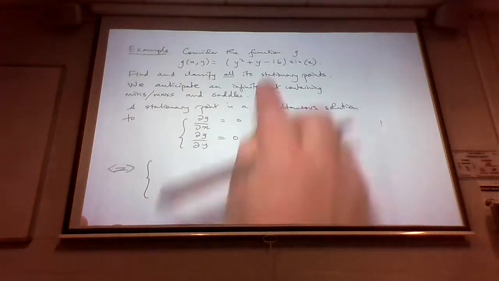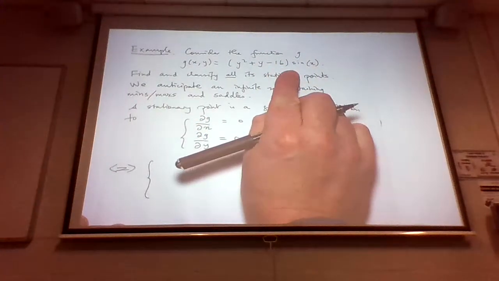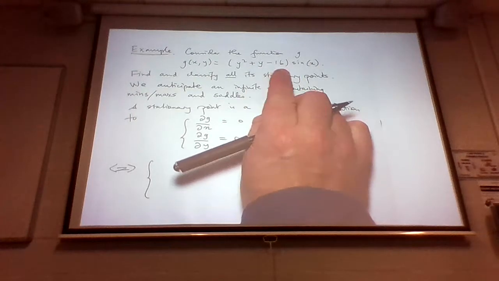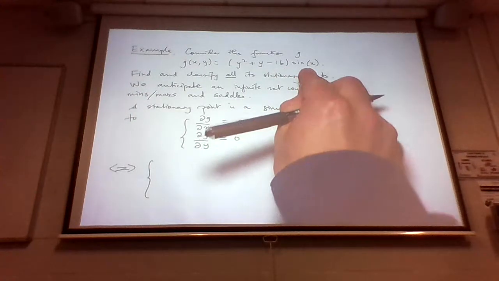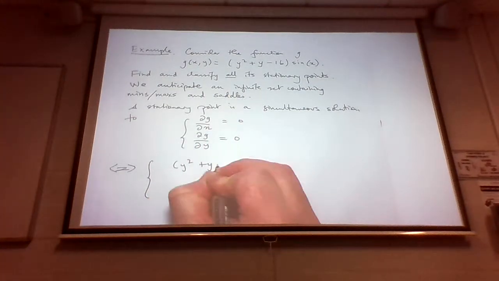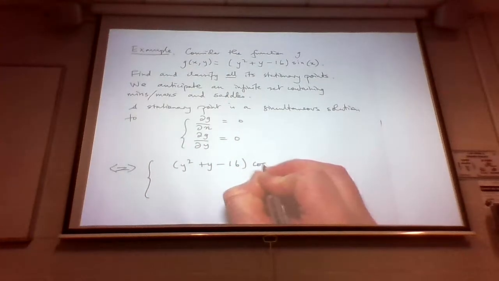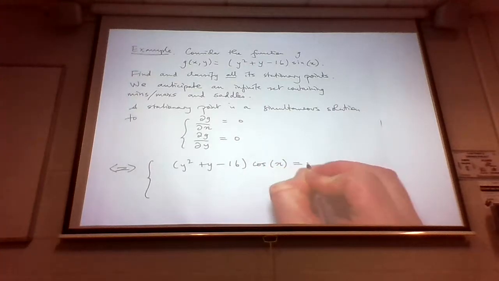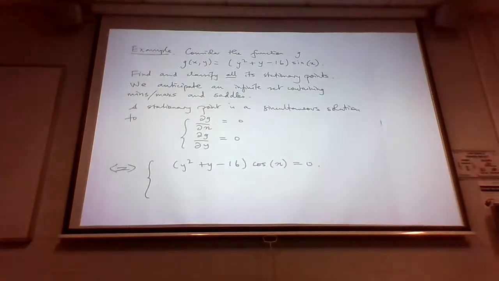So this pair of equations is equivalent to dg/dx is, what's dg/dx? Well, you've got this polynomial in y multiplying the function in x. So the derivative is going to be that same polynomial in y multiplying the cosine of x. Okay, that's the x derivative.